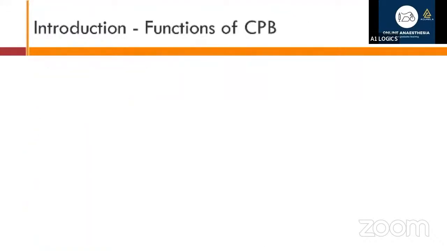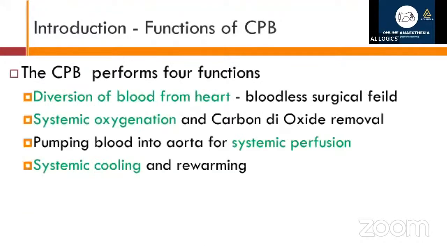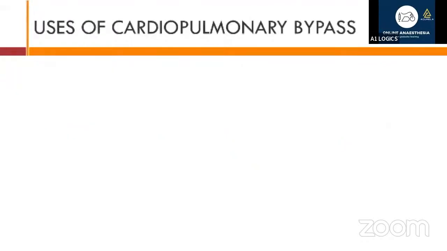So what are the functions of bypass? There are four functions. The first is diversion of blood from the heart to provide a bloodless surgical field. The second one is providing systemic oxygenation and carbon dioxide removal. The third is pumping blood into the aorta for systemic perfusion. The fourth is protecting the organs with the help of systemic cooling and then rewarming the patient when the bypass is terminated. So with these four functions, you can use the cardiopulmonary bypass in four types of cardiac surgeries.